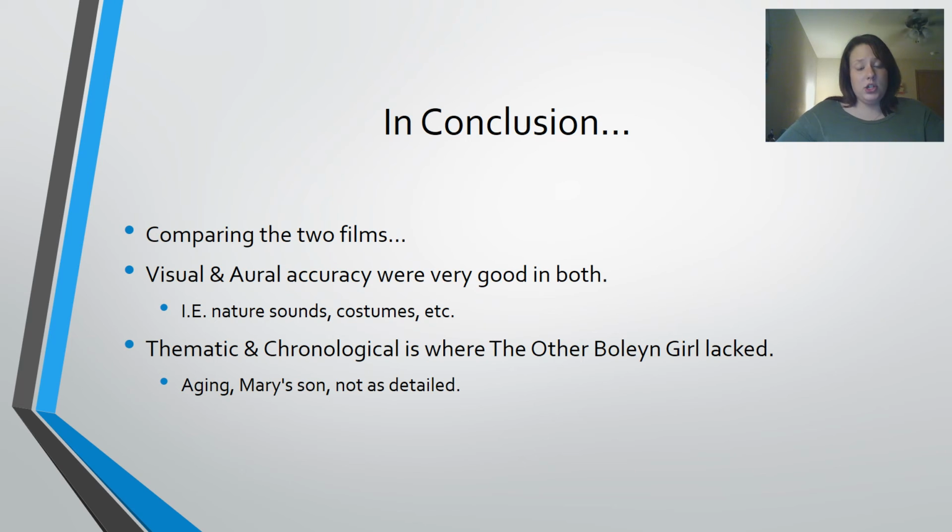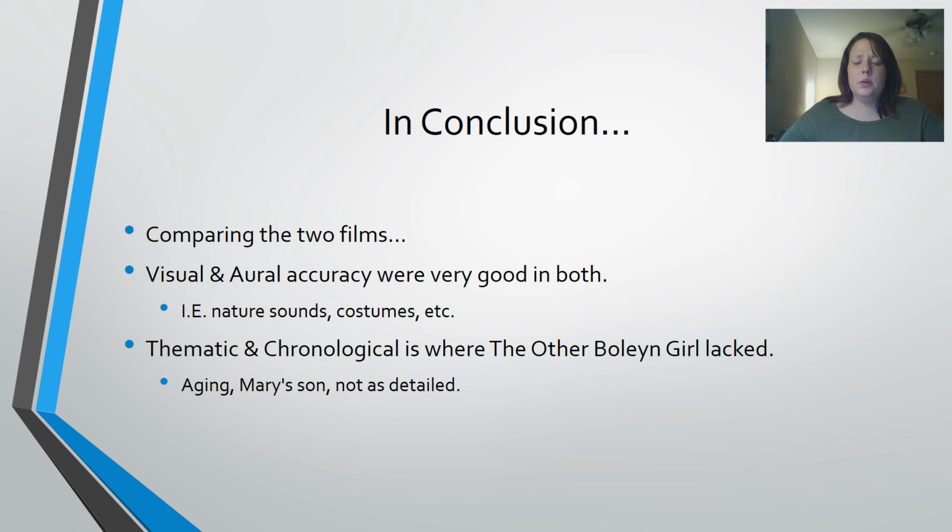Especially with the aging. We didn't see any of the characters age at all. And then Mary's son, which really stood out to me, he was born and then we never saw him again until the very end when we saw all three of the children together playing.